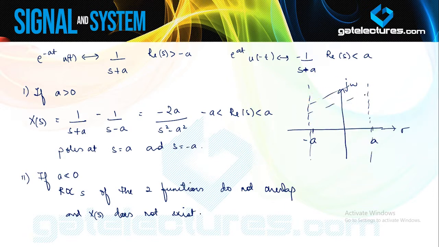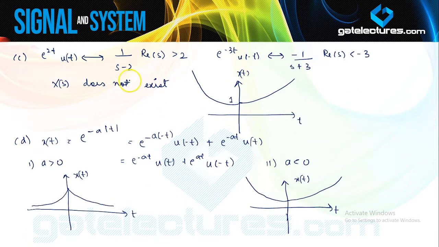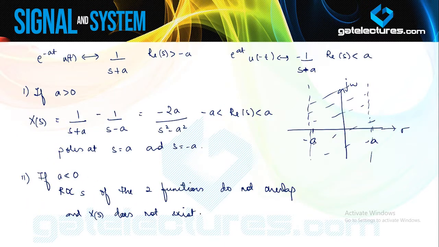And this is going to be my ROC, right? Also, you can see that since this was an infinite duration signal, existing from t equal to minus infinity to infinity, my ROC was a vertical strip. It was finite duration. Okay, fine. It occurred only for finite values of s, right?